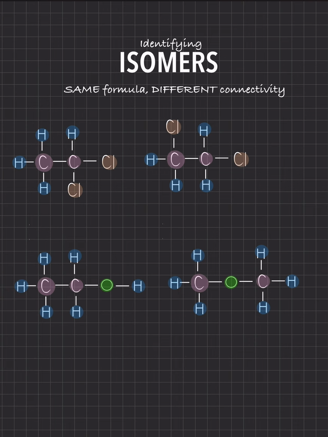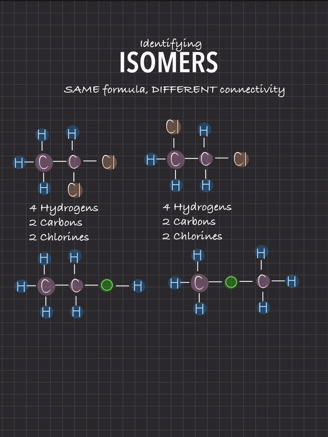If you look at the first example, you have 2 carbons, 4 hydrogens, and 2 chlorines. If you look on the right, you have 2 carbons, 4 hydrogens, and 2 chlorines. So then you say, okay, isn't it the same molecule? No, it's not the same molecule. What is happening? If you look on the left, you have 2 chlorines on one of the carbons. And if you look at the molecule on the right, you have 1 chlorine on each carbon. So again, it's not the same molecule. It has the same formula and different connectivity, and that's why these molecules are known as isomers.